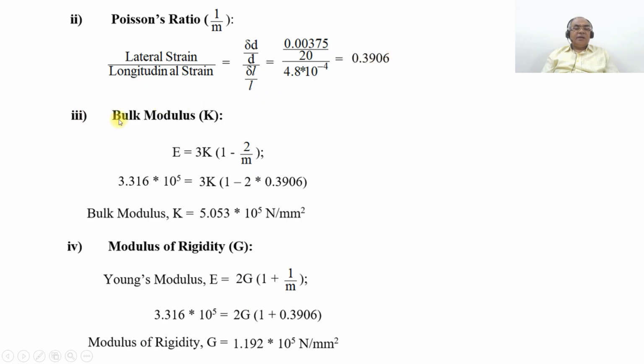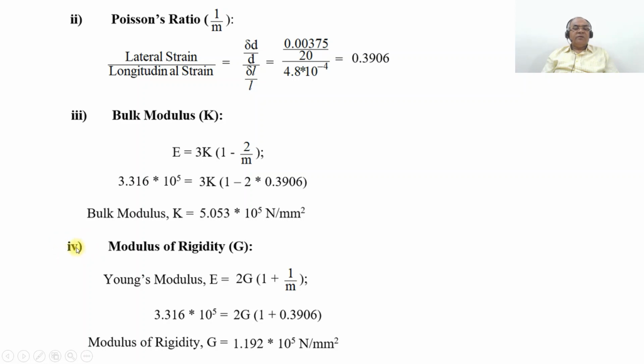0.3906. The third one is the bulk modulus K. E is equal to 3K into 1 minus 2 by M. You know the Young's modulus, which is 3.316 × 10^5, which is equal to 3K into 1 minus 2 into 0.3906. On simplification, you will get this bulk modulus K, which is equal to 5.053 × 10^5 Newton per mm square.